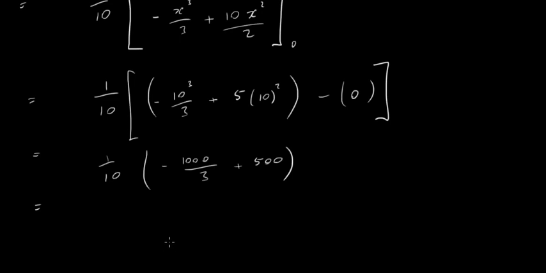So when you do that, you're going to get an average value of 16 and 2/3 meters high. That's our average value of this particular function, our average height of the ball above the ground. Okay, so that's it for this particular question. I'll do question 8 in another video.